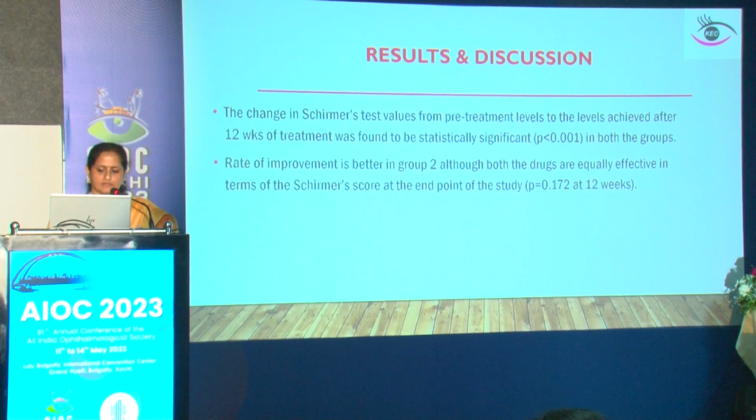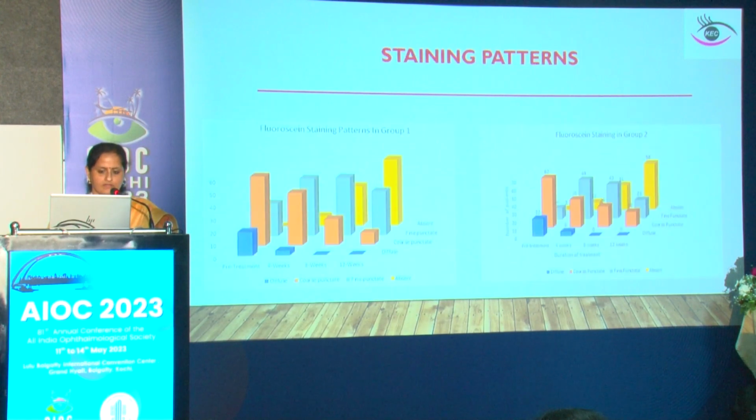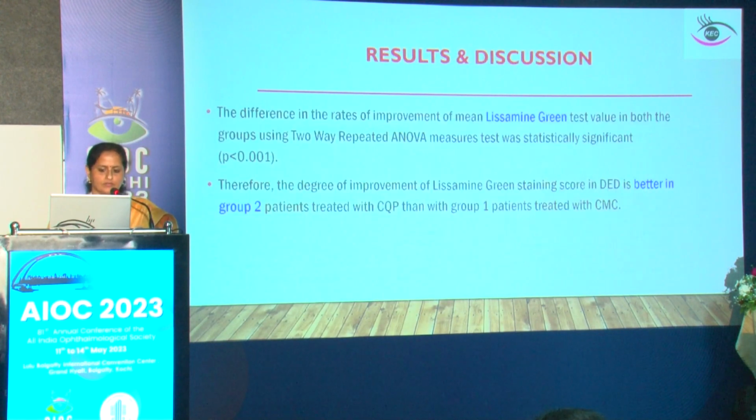Also, the changes in Schirmer's value from the pre-treatment were found to be statistically significant, and the rate of improvement was much better, both in Schirmer's and fluorescein staining, in group 2.